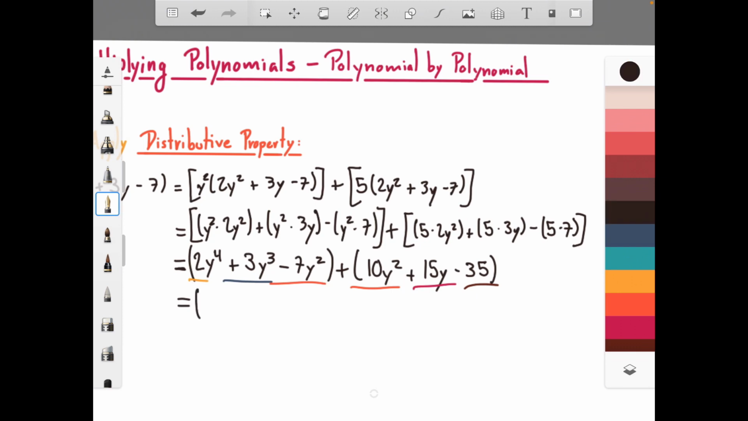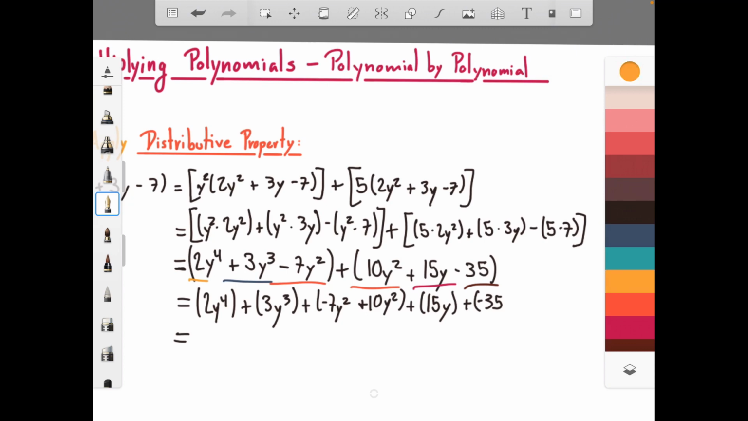What we're going to do is rearrange them, because it's addition, so the order doesn't matter when we're adding up numbers or variables. Okay, so 2y to the fourth power plus 3y to the third power plus negative 7y to the second power plus 10y to the second power plus 15y plus negative 35.